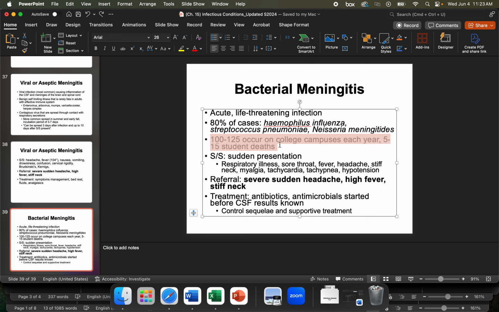So there are bacterial meningitis cases every year. If you're in this realm, you'll hear about them amongst high school and college age students. Sudden presentation. Again, you'll notice sore throat, fever, headache, stiff neck. They will not feel well at all. Severe sudden headache, high fever, stiff neck. Treatment, antibiotics. Okay, so that finishes this video on the back half of infectious conditions.